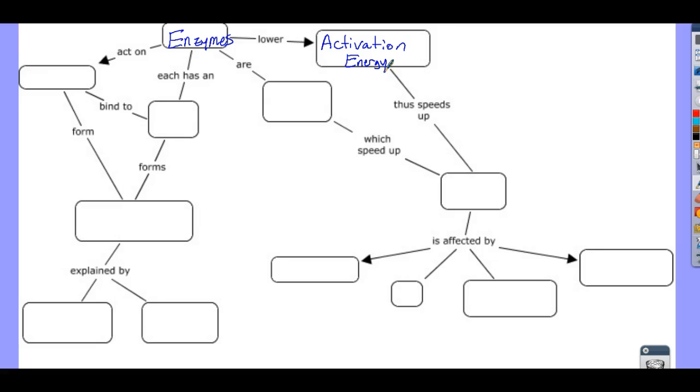And so activation energy means reactions need a certain amount of energy to form, and so they need to increase the energy so that they can release a bunch of energy. And so what an enzyme does is it actually lowers that activation energy. And so when we lower that activation energy, it speeds up the rate of reaction. It speeds up reaction rates.